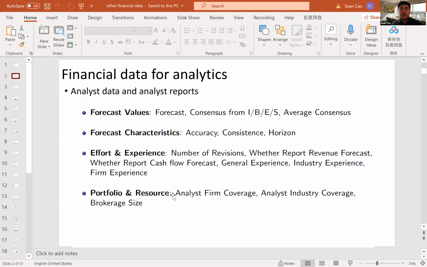And what else? You have the firm coverage, which firms and which industries the analyst covers, and also we have the broker. Analysts work for Goldman Sachs and Morgan Stanley.